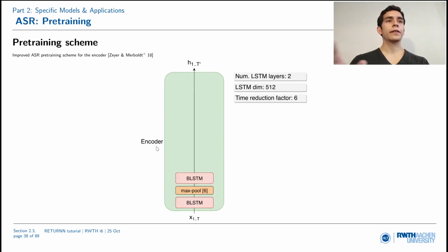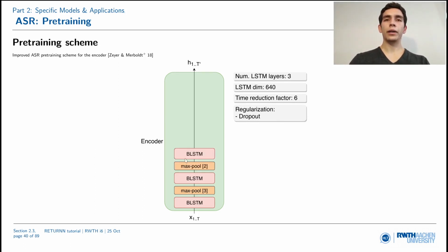One example of such a pre-training scheme is shown here. So again, we have an encoder which is a BLSTM stack. We start with 2 LSTM layers of fairly low dimension. Between those, we have a max pooling layer over the time dimension. The reduction factor is now 6. Then in the first pre-training step, we add regularization with dropout. Then we add another BLSTM.